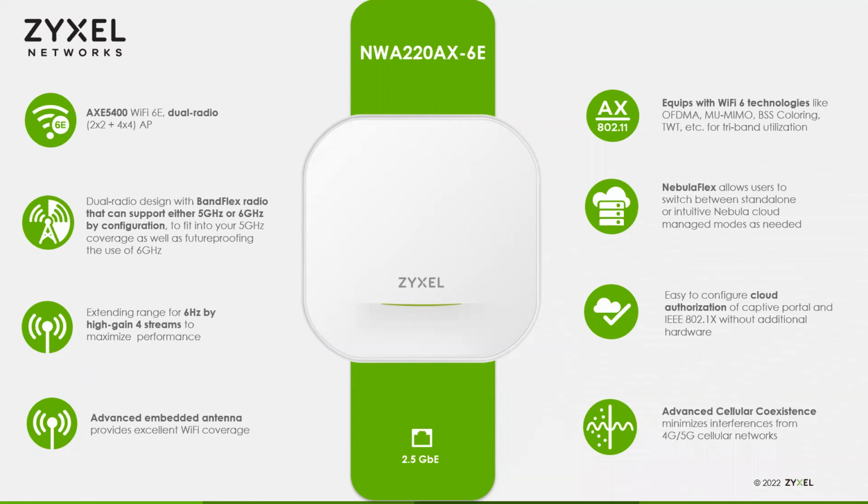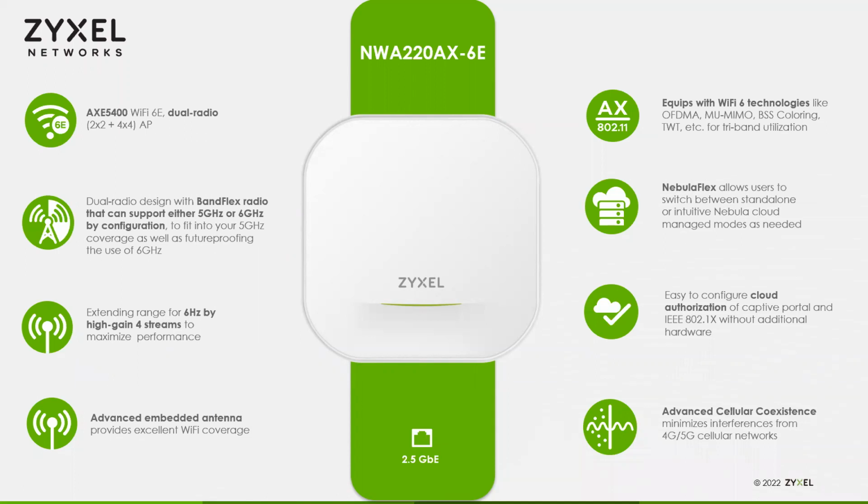And then later, when 6 gigahertz is much more common among client devices, you can then switch that over to 6 gigahertz. This also might be a way to add 6 gigahertz coverage in specific areas where you need it, such as meeting rooms and things like that. So you can just simply add these in as an additional AP to provide that 6 gigahertz coverage in those areas. So this is our cheapest model here.